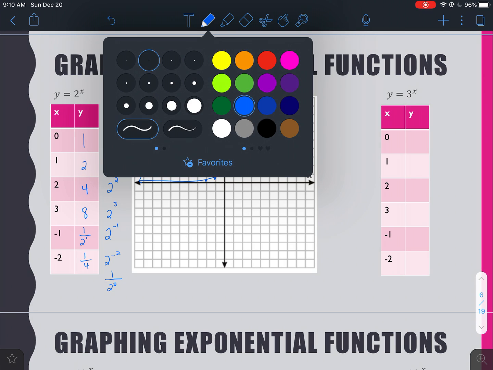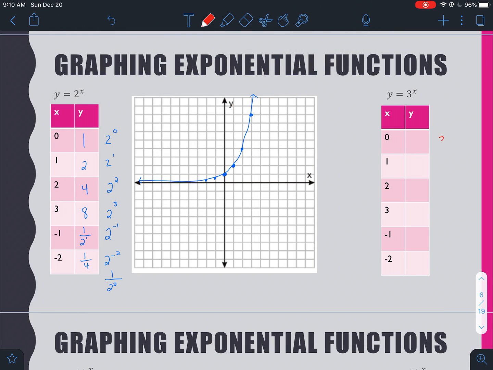All right, let's look at how this could be different than y equals 3 to the x. They'll probably look relatively similar, but how do they look different? Let's go ahead and graph that one. If we had 3 to the 0th power, we would have 1. 3 to the first power would be 3. 3 to the second power is 9. 3 to the third power would be 27. 3 to the negative first power would be 1/3. 3 to the negative 2 would be 1/9.